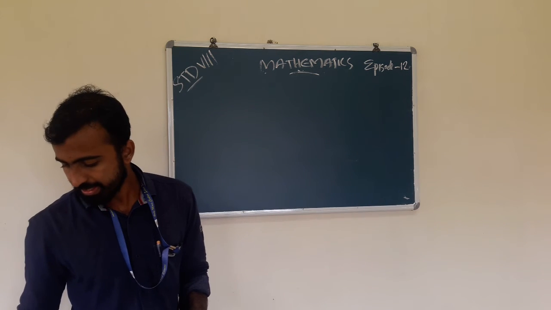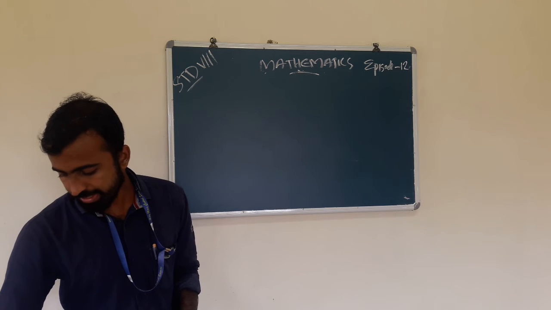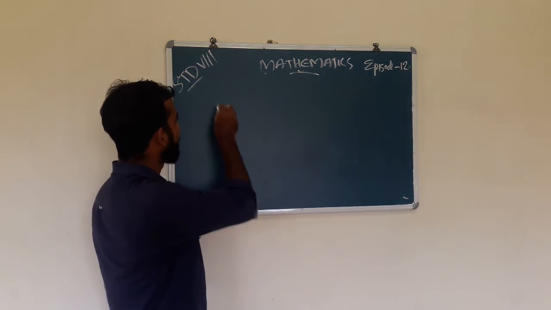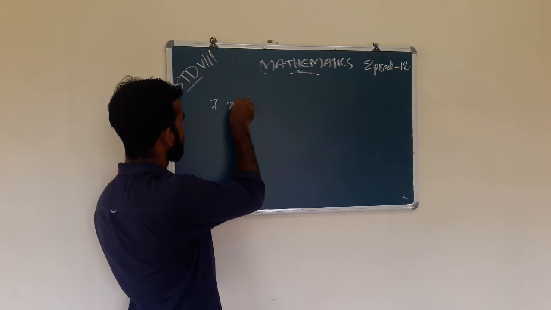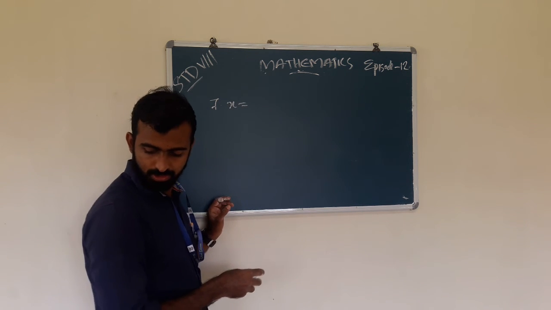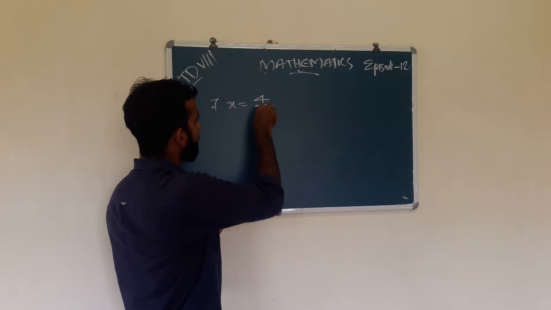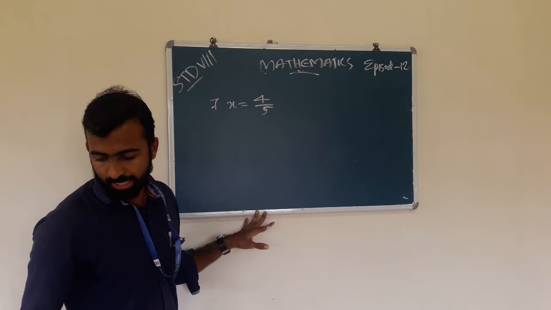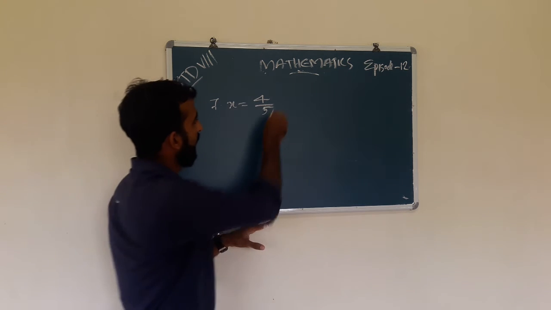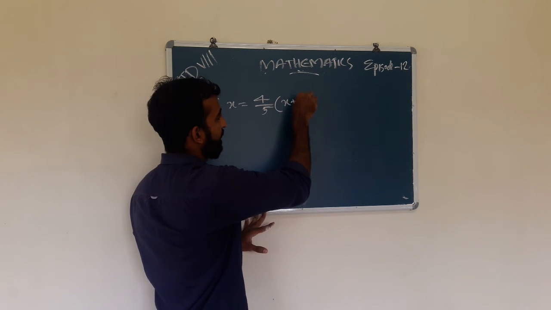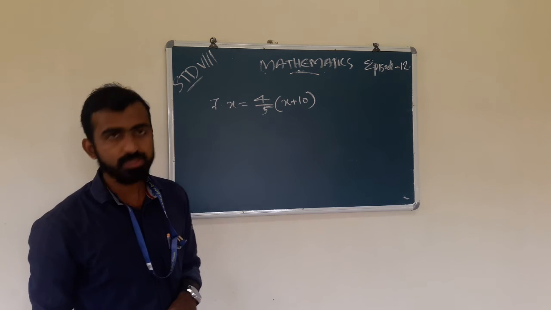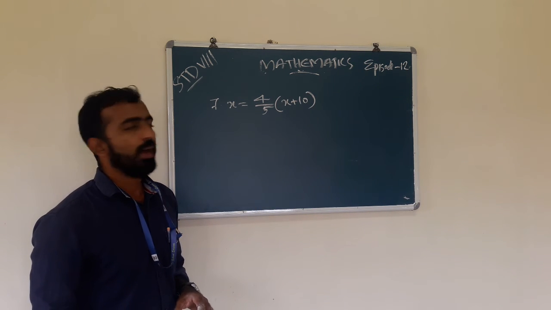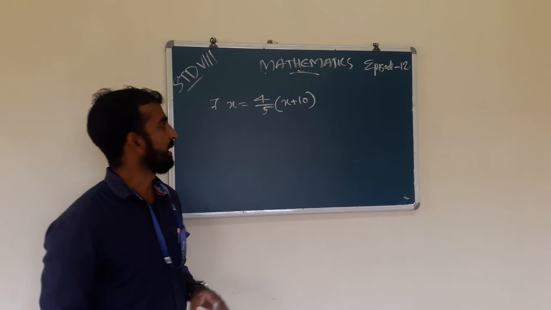Next one is seventh question. Seventh question is, what is x equal to 4 by 5 into (x plus 10). That is x equal to 4 by 5 into (x plus 10).